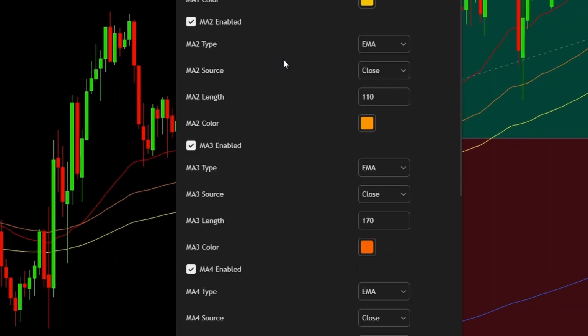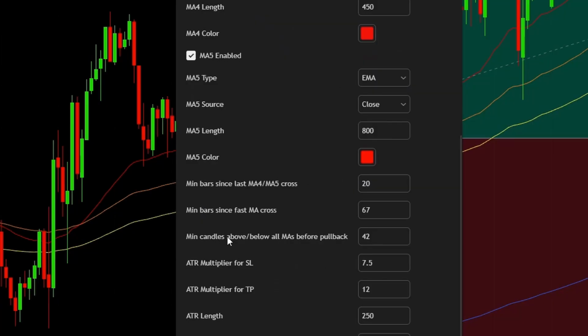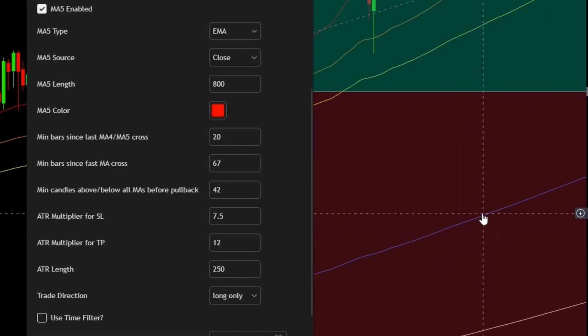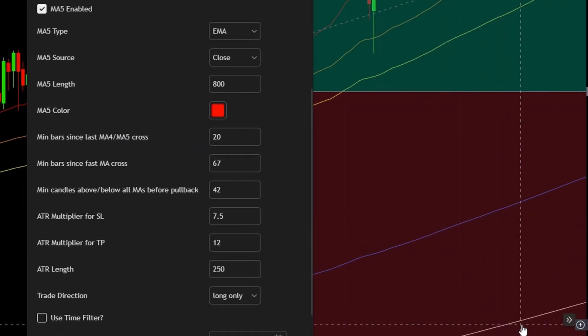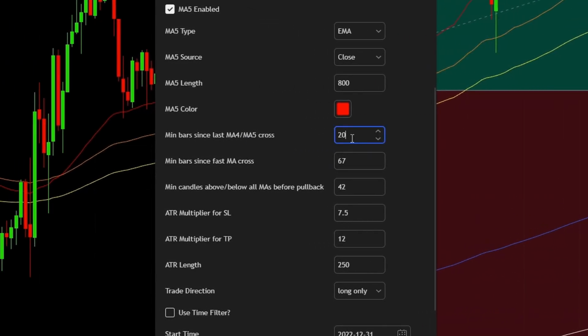If I go back to the strategy script, I mentioned to you that we have these three filter functions here. Now the first one is called minimum bars since last MA4 and MA5 cross. This means at least how many candles should the MA4, this blue line, be above the MA5, this white line. And currently it is set to a minimum of 20 candles.